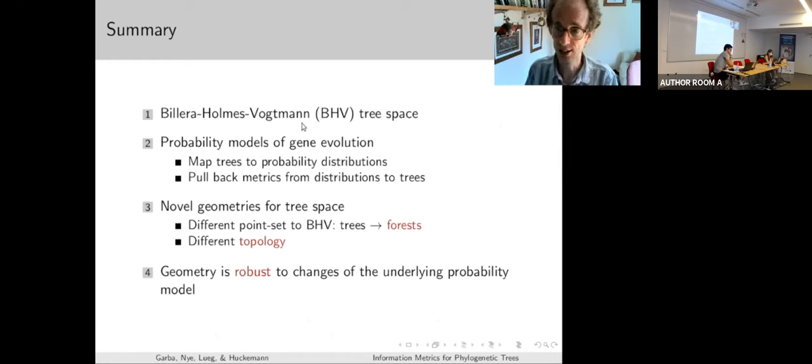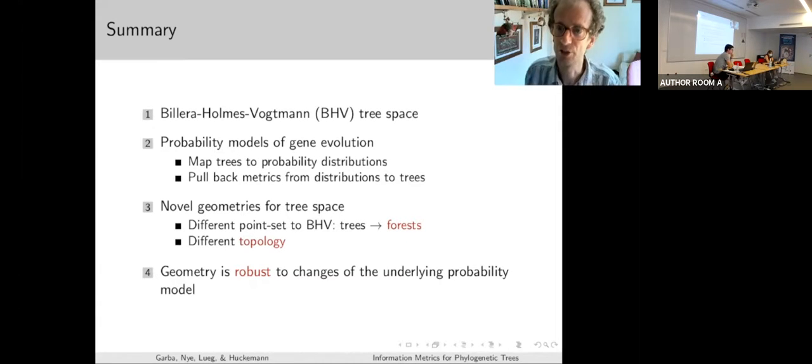Now, here's a little summary of what I'm going to be speaking about today. The first thing then is the Billera-Holmes-Vogtmann tree space, or BHV tree space. Now, I think that this is the state of the art, really, for analyzing data sets of phylogenetic trees. However, we're going to take a slightly different viewpoint that's going to take its basis in gene sequence evolution on trees. So we're going to introduce probabilistic models of gene sequence evolution, and the idea is that we can use these to map trees to distributions. Then, given a metric on a set of distributions, you can pull this back to give you a metric between trees. That's the real fundamental idea of how we obtain our new geometries.